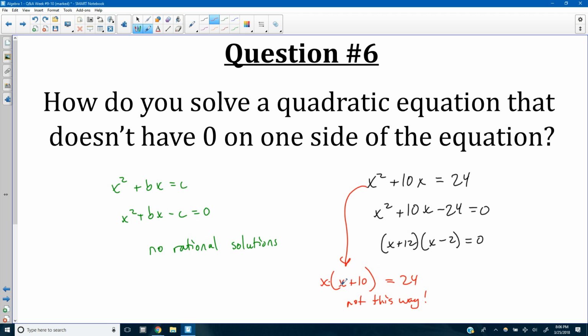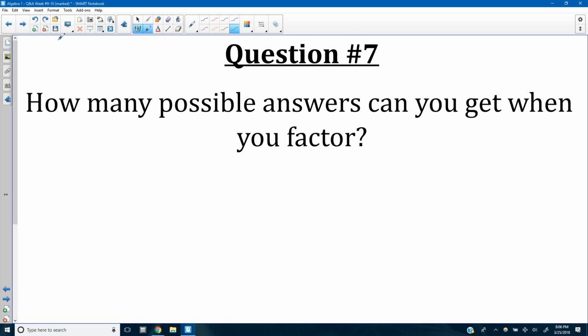Set it equal to 0 first and then try to factor. Even if you can find numbers that work, like 2 clearly works here, I doubt you would find the other number, which is negative 12. So go this way. Subtract and go.